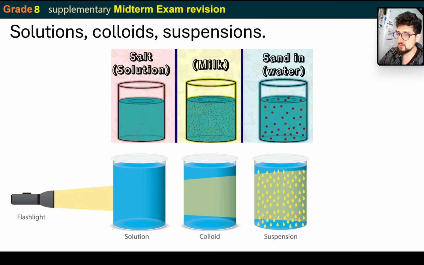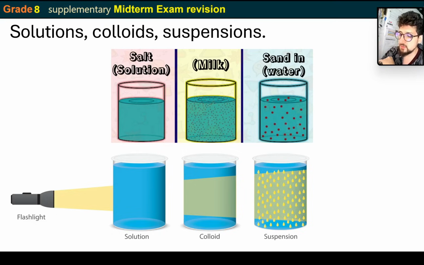If I put a piece of paper on the other side of a colloid, you can kind of make out that there's a light source, but you can't actually see what's on the paper. So it's not the same as a solution that's completely clear. A solution is completely clear, whereas a colloid is not, and the particles are distributed evenly.